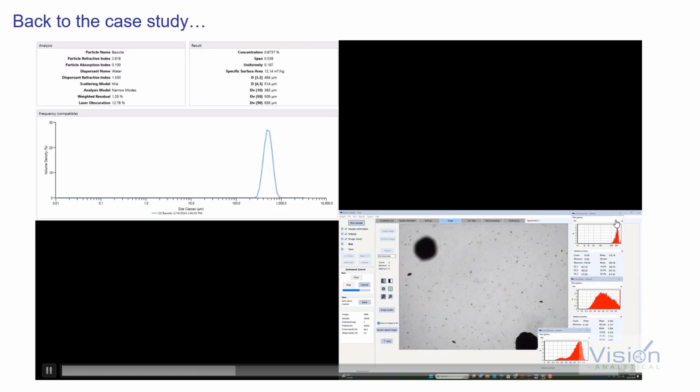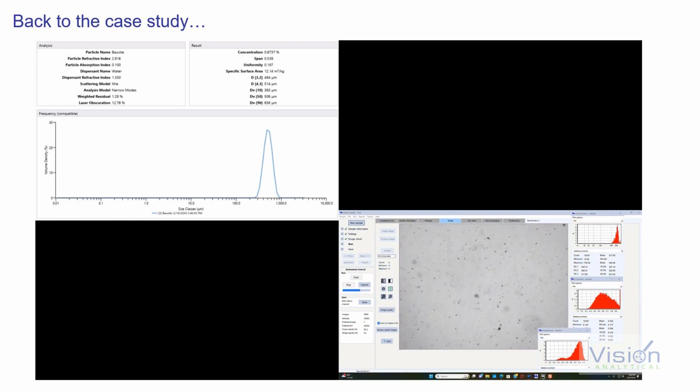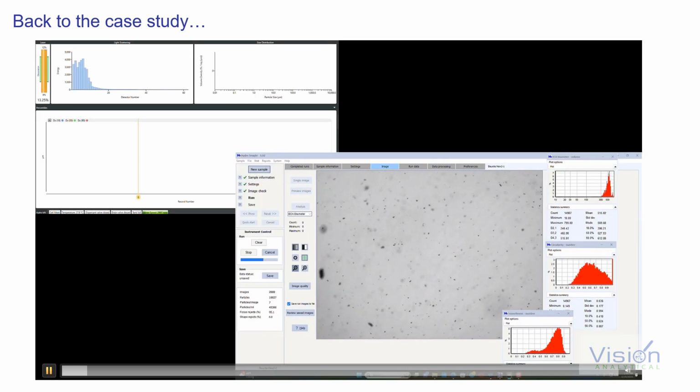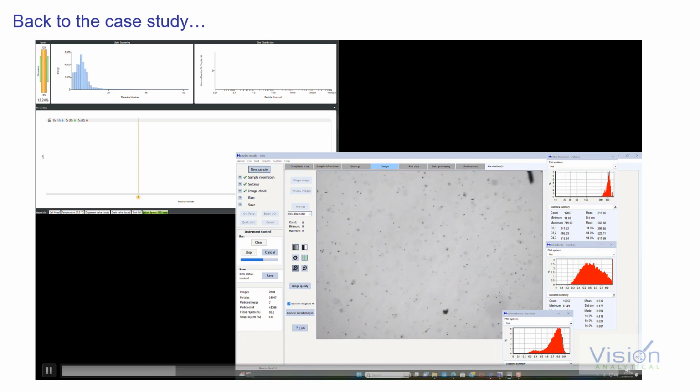Going back to the case study, what we're going to be looking at is these proppant samples, which you could see the images here on the right. And we're going to be looking at how they report in dynamic imaging and also how they report in laser diffraction, which is the graph on the left.